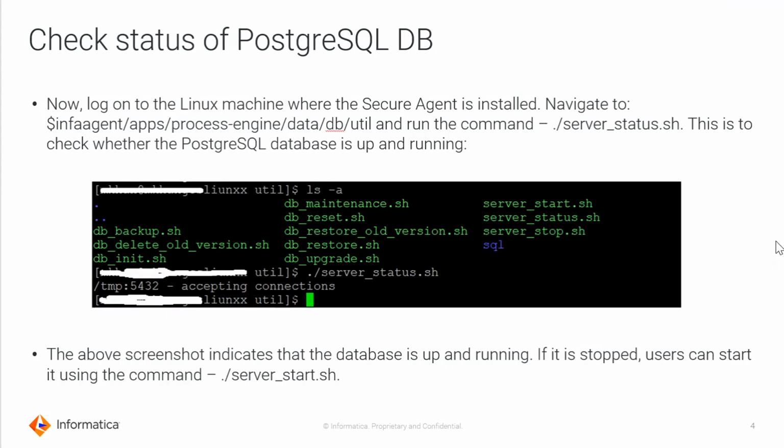To log into the DB and run queries, the PostgreSQL DB must be up and running. To check the status, log into your agent machine and navigate to the process engine, data, DB, util directory and run the server-status.sh command. If it returns accepting connections, as mentioned in the screenshot, it means the process server is up and running. If it returns no response, it means the process server is not up and running and you need to start the Postgres DB using the server-start.sh command.